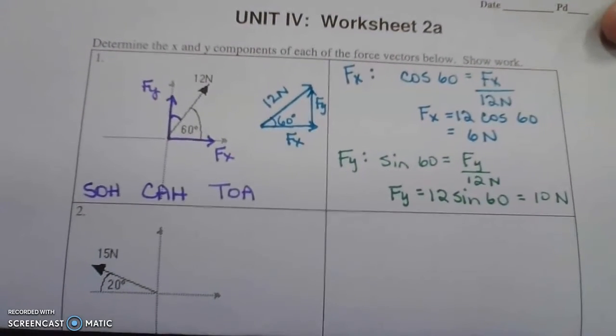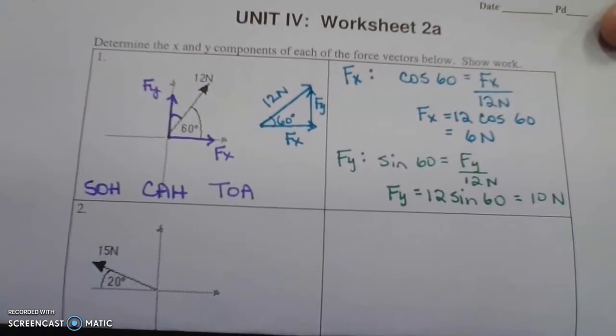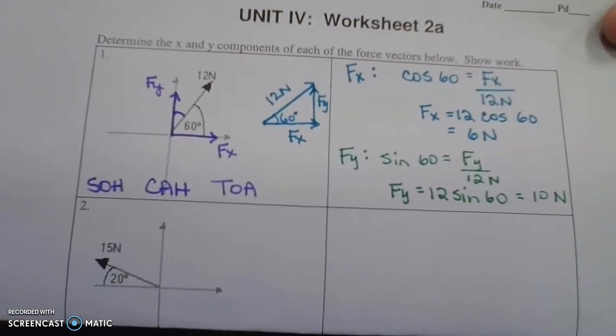So try the other three, only work on the front side, and we'll see how it goes. We can talk about it when I come back tomorrow.